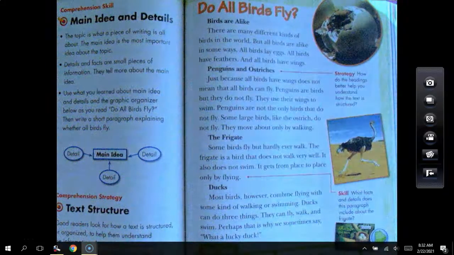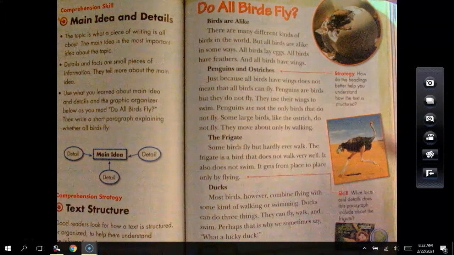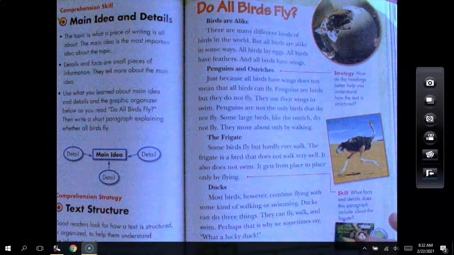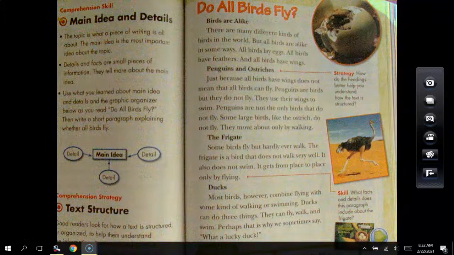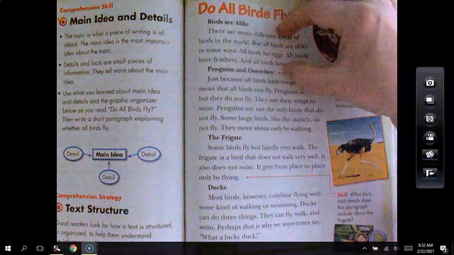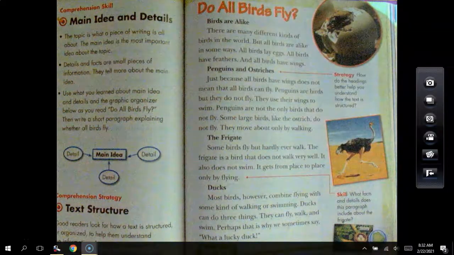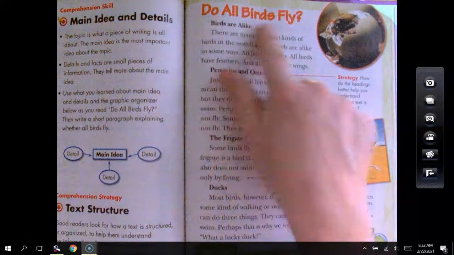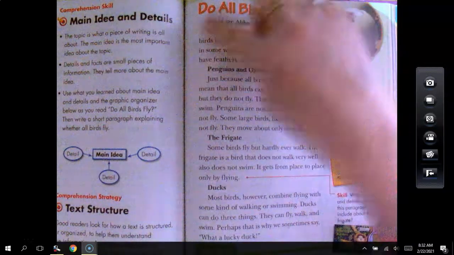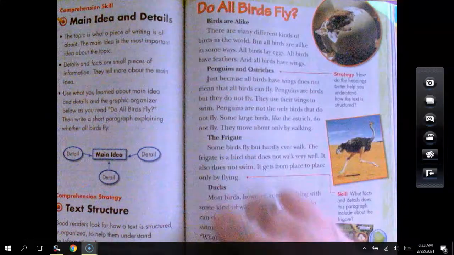I want to answer that question. So in order to answer that question, we are going to do a main idea and detail for the entire selection, okay? For the entire selection. Now, if I asked you what is the main idea and details for the heading of Birds Are Alike, you would just look at this section. But for today, I want to answer the question, do all birds fly? And in order to answer that, I need to look at the entire selection.